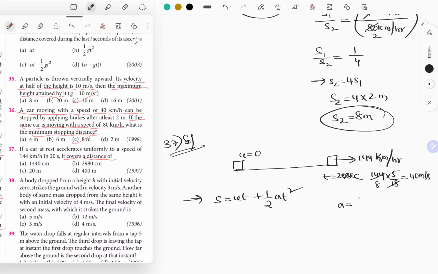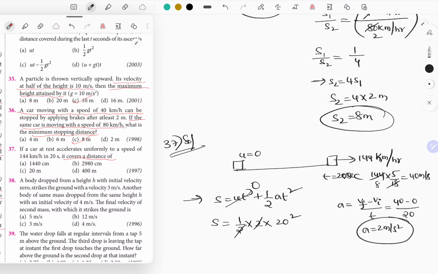First of all, let me find out the acceleration. Acceleration is equal to final velocity minus initial velocity divided by time. Final velocity is 40, initial velocity is 0, divided by time taken, 20 seconds. So acceleration is equal to 2 meter per second square. Then s is equal to initial velocity 0, plus 1 by 2 into a, which is 2, into t square, time taken 20 square. So 2 will get cancelled out. The answer is s is equal to 400 meter. Very good.